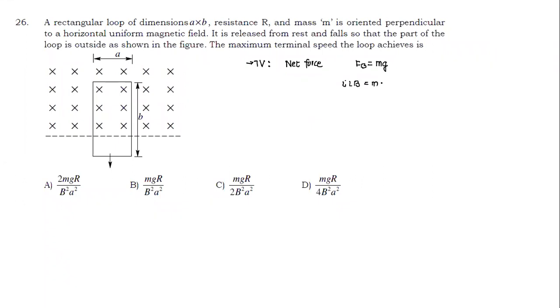And what is current equal to? So basically, why would the current flow in the circuit? Current will flow because of EMF. So this is equal to EMF divided by R, into L into B, is equal to mg. How do I create EMF? I can think of maybe 3 different ways. Let's see each one of them.